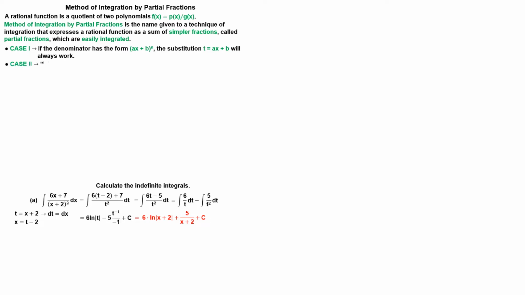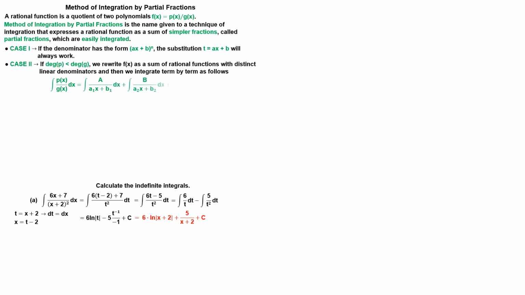Case 2. If the degree of p of x is less than the degree of g of x, we rewrite f of x as a sum of rational functions with distinct linear denominators, and then we integrate term by term as follows. Let's solve item B.